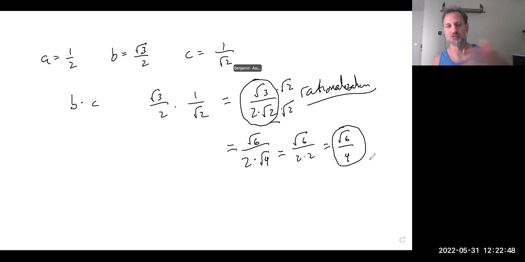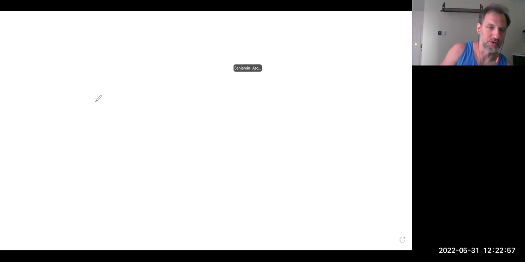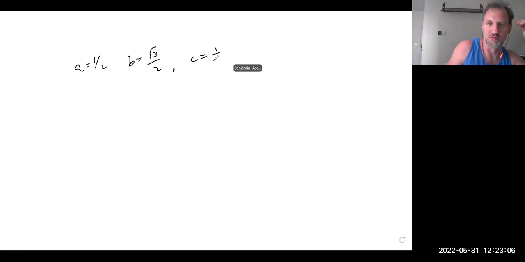Okay. And again, you can do that calculator thing where you show that these come out to be the exact same decimal. All right. Oh, Lord, I just lost everything. A equals a half. B equals the square root of 3 over 2. C equals 1 over the square root of 2.